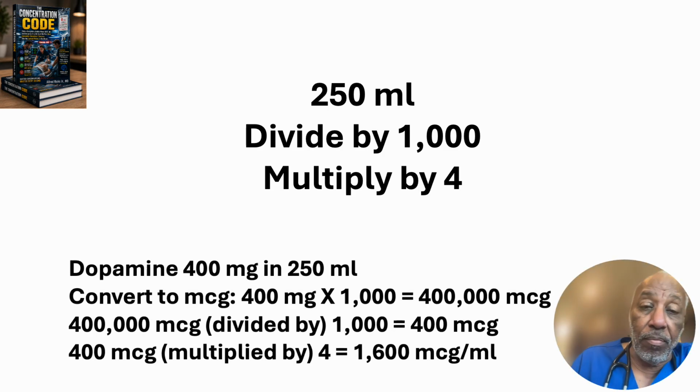Try it with dopamine. The bag is 400 milligrams in 250 milliliters. Convert to micrograms. 400 milligrams times 1,000 is equal to 400,000 micrograms. Divide by 1,000, you get 400. Multiply by 4, you get 1,600. The concentration is 1,600 micrograms per milliliter. That's the standard dopamine concentration that shows up in almost every critical care protocol, and you can arrive at it from the label in seconds using nothing but the divide by 250 shortcut.